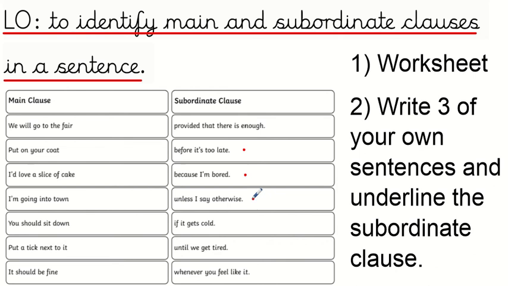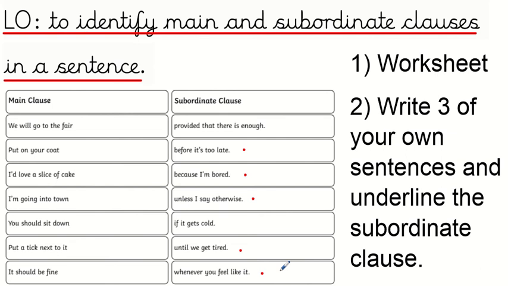Oh, that sounds like something a parent would say. Could be that one. We will go to the fair if it gets cold. I'm not sure that's a reason to go to the fair, so I'm not going to tick that one. We will go to the fair until we get tired. Brilliant, it could definitely be that one. We will go to the fair whenever you feel like it. Again, it could be that one as well. So as you can see, Year 5 and 6, there are a few different options that I could now write into my book.